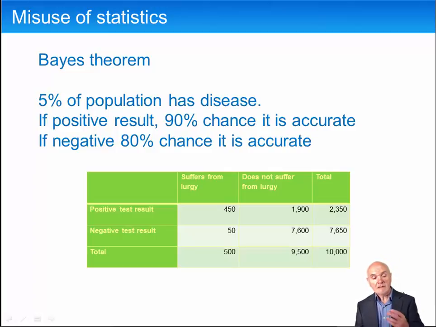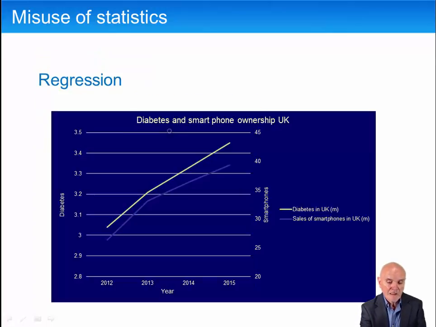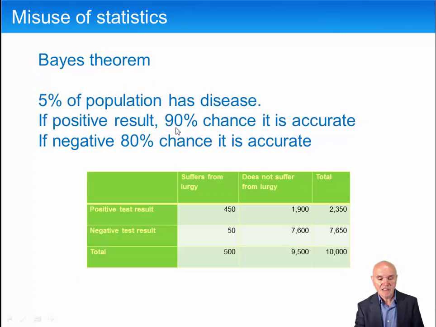Now, let's say you go for this test and you're told the test is positive. You go away thinking, well, there's a 90% chance, therefore, I have the disease, because there's a 90% chance that it is accurate if it's a positive result. But this is far, far from the truth, actually. So let's build up a little table. This is by far the best way of dealing with this kind of false positive, false negative.